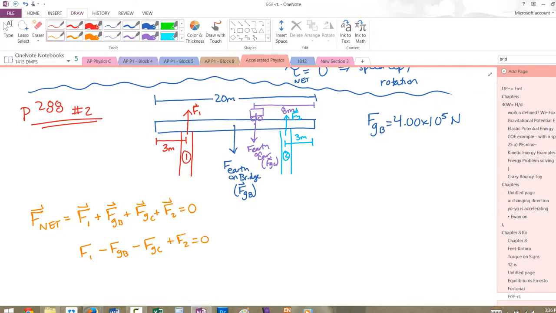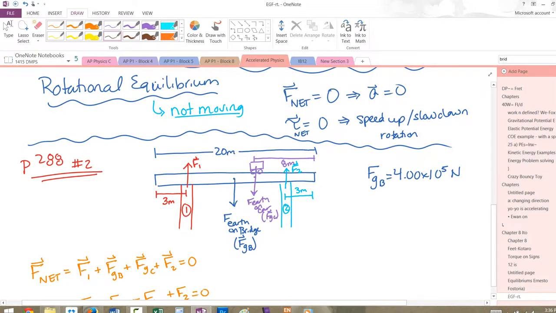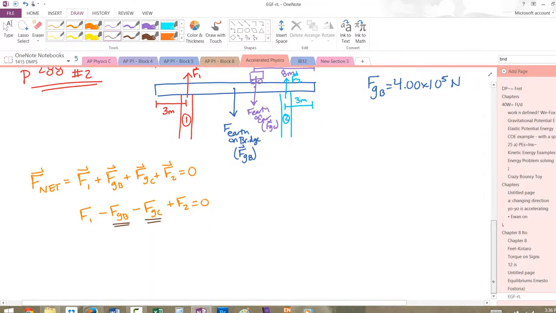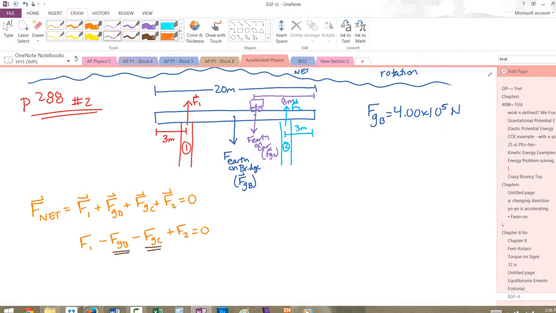Now if we look at this carefully, we can see that I know this one and I know this one, but there are actually 2 things in this statement that I don't know, which means that I can't solve the problem just using this statement. I can, however, utilize the fact that not only does the force have to be 0, but for the system to be in equilibrium, the torque also has to be 0. So I'm going to set up a statement of torque adding to 0.